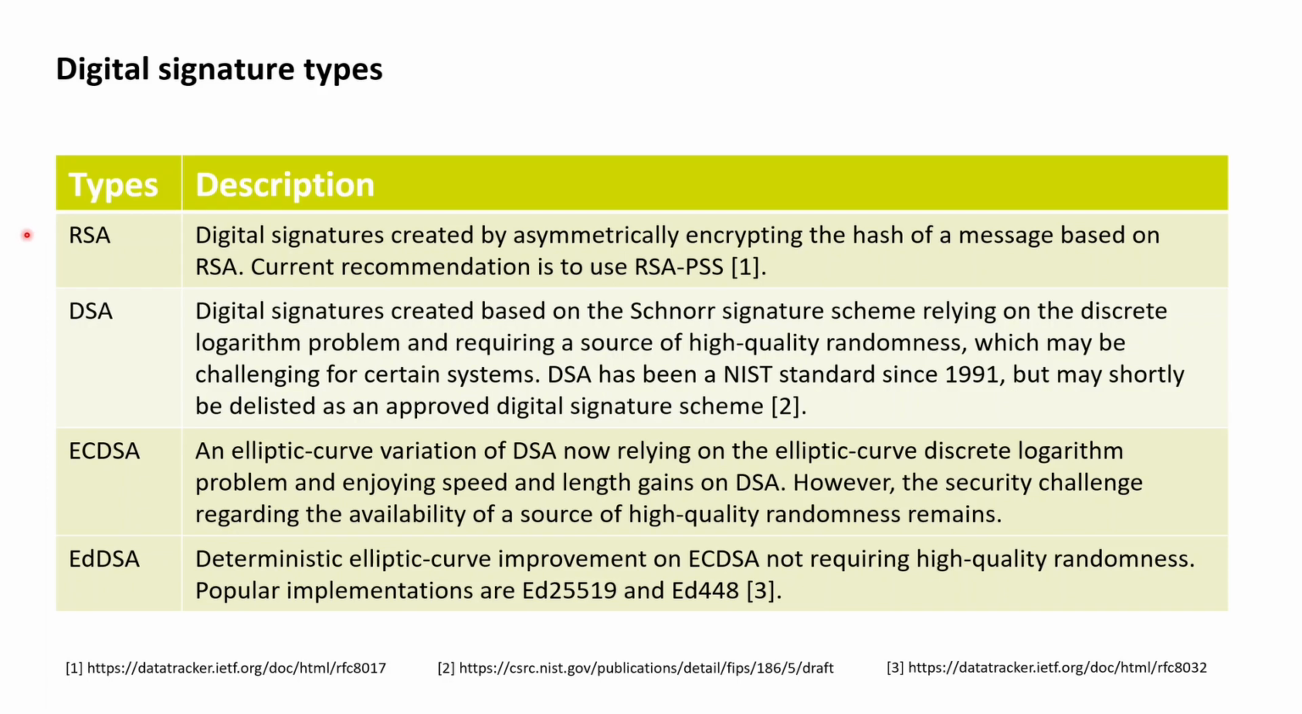Another major type of digital signatures is the digital signature algorithm DSA, which results in digital signatures not based on RSA, but based on the discrete logarithm problem. DSA has been a NIST standard since 1991, but has a strong requirement on a very high-quality source of randomness, which may prove challenging or impossible for systems to provide, and as such, DSA is currently suggested for delisting as an approved digital signature scheme.